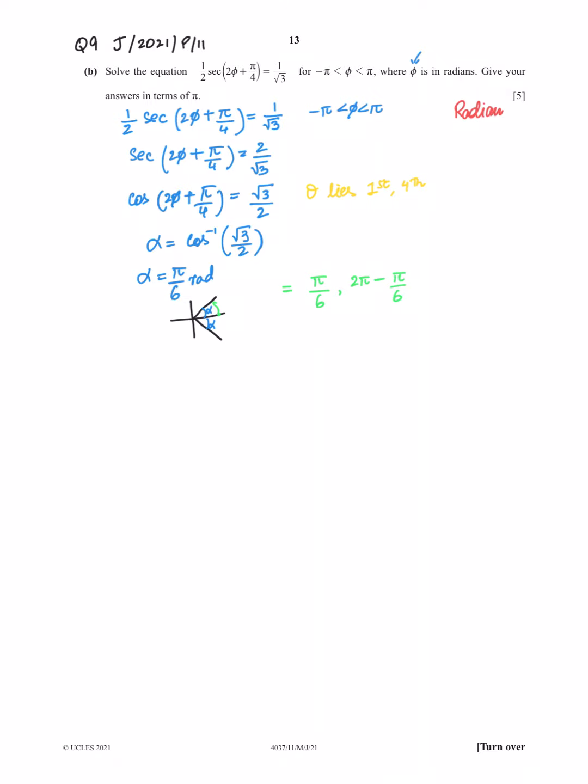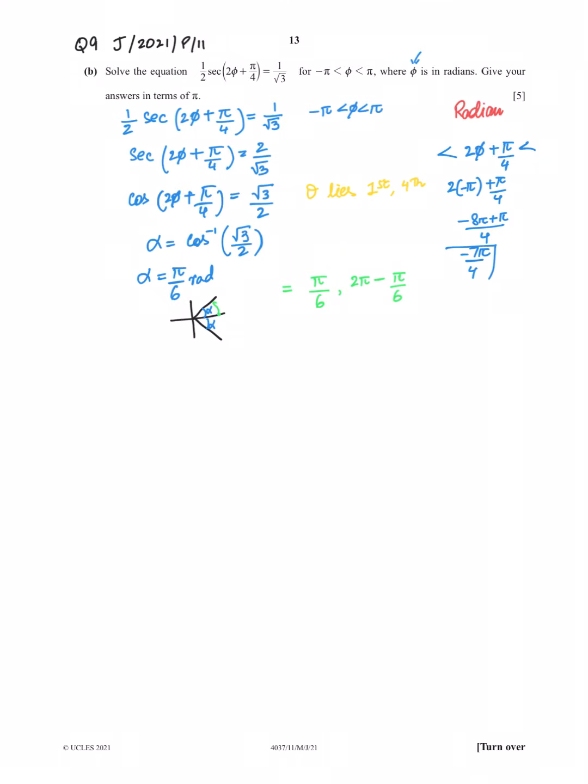Now the range of the question is not the same, right? It's from minus pi to pi. The angle in question we have is 2 phi plus pi over 4. For the lower limit, when I place the value of phi, that is negative pi, it will be 2 times minus pi plus pi over 4. So minus 2 pi, after LCM it will be minus 8 pi over 4 plus pi over 4, so you will get minus 7 pi over 4.